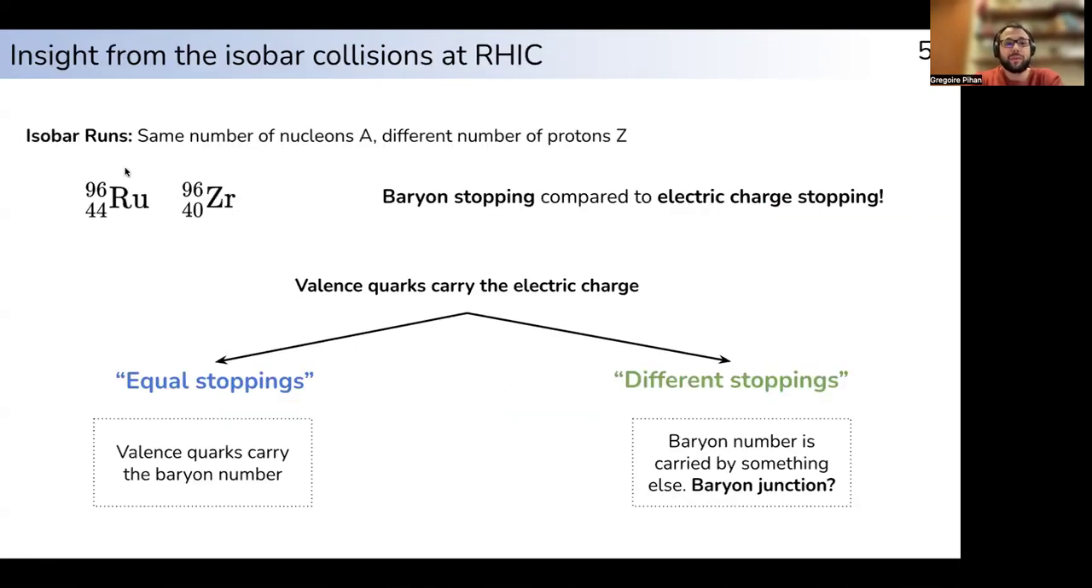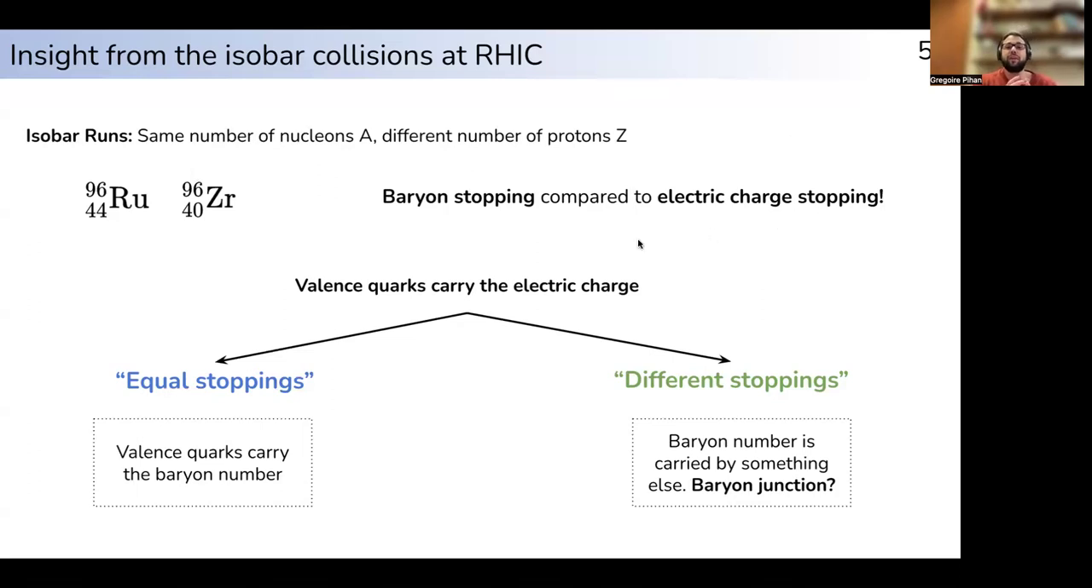So now, what can we learn from the isobar collision related to the baryon stopping? So the isobar collision, first of all, what is it? It's collision between ruthenium and ruthenium, and zirconium and zirconium, made at RHIC between 2018 and 2021. And they share the same number of nucleons A, 96, but they have a different number of protons here, 44 and 40. And this allows to compare not only to measure the baryon stopping, but to measure it in a very precise way using the electric charge stopping too.